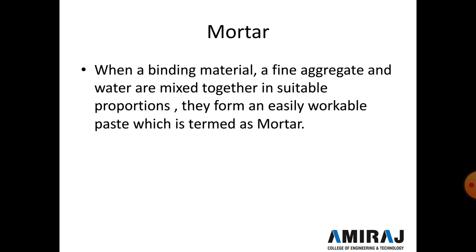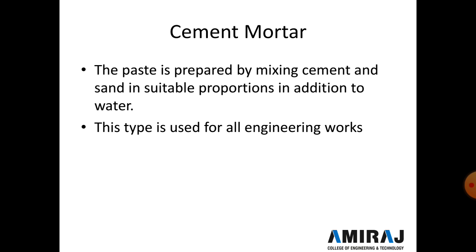When a binding material and fine and coarse aggregate and water are mixed in a suitable proportion, they form an easily workable mix which is termed as plastic or wet green concrete. Here mortar is divided into two parts. First is cement mortar and second one is lime mortar. So we discuss the cement mortar.